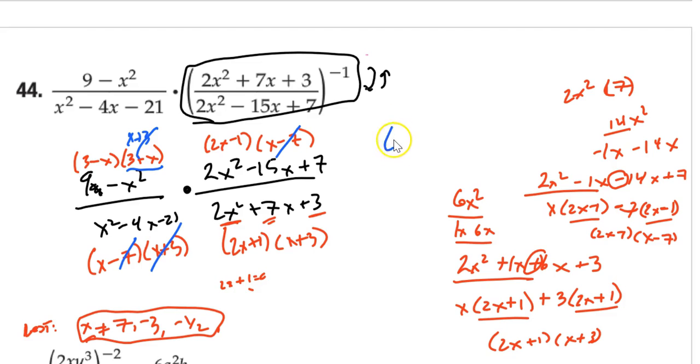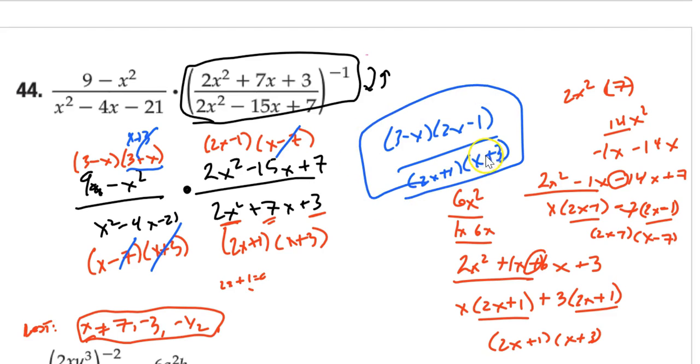That's it. I have 3 minus x, 2x minus 1, all over 2x plus 1, x plus 3. And again, same idea here. If you factor a negative to both, it does not cancel with that. So that's that one. Right, a lot of work, but it's the same concept.